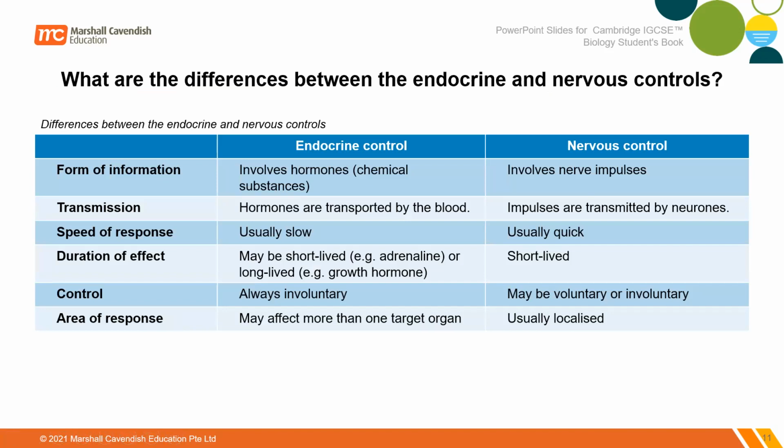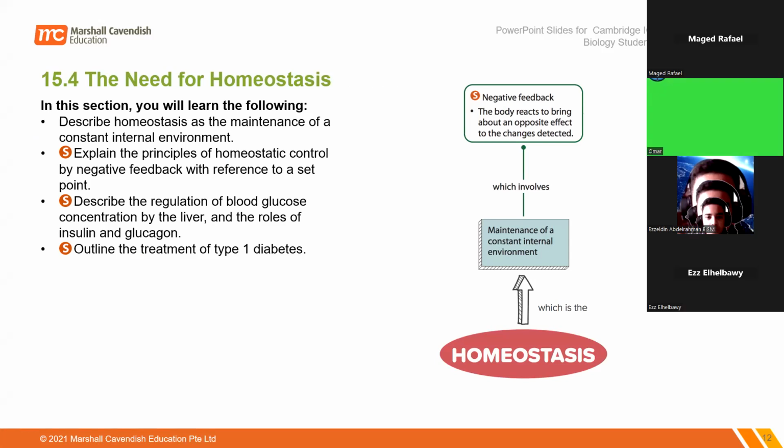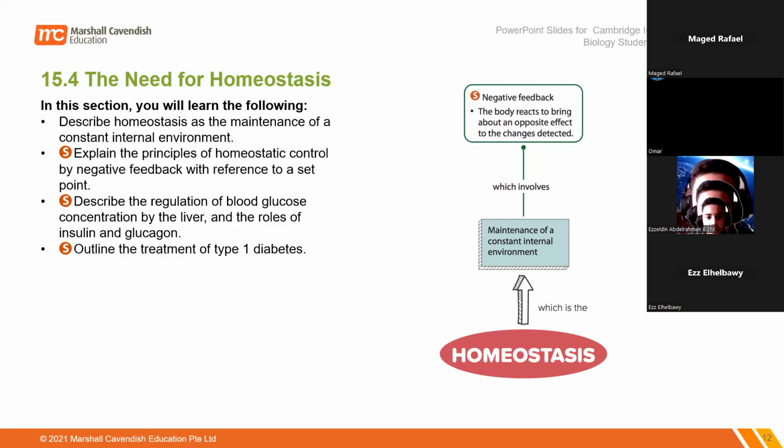The comparison is extremely important, the difference between endocrine and nervous control. This part of homeostasis is important because in this section we have to understand the idea of regulation of blood glucose concentration by the liver and by the pancreas.